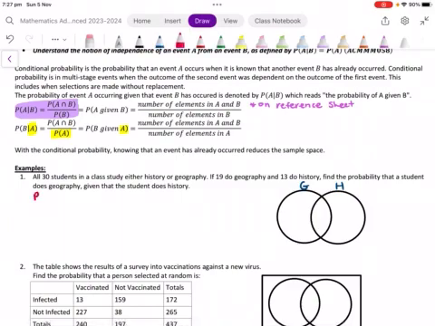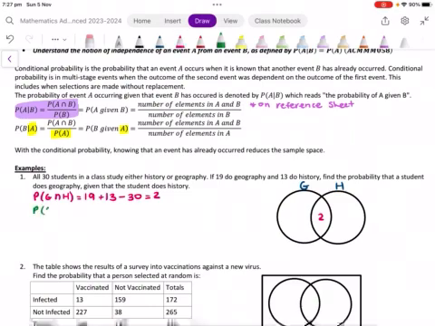We have the probability of geography and history, so the probability of both. We calculate that by adding those who do geography and those who do history, and taking away our total number of students, which is 30. So 19 plus 13 minus 30 is equal to 2. This means we have 2 students that do both.